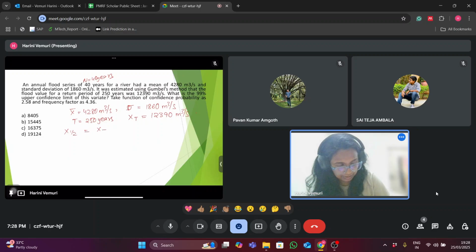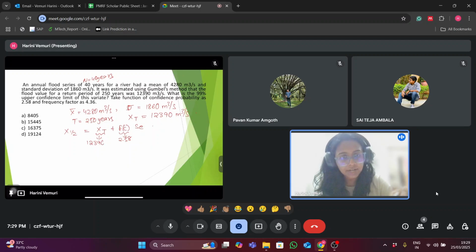The formula is xt plus f of c into sc. Okay. So f of c they have told for the 99 percentile, the f of c will be 2.58. Okay. And xt also they have given as 12390 meter cube per second. So we have to calculate only sc. So how do we calculate sc?